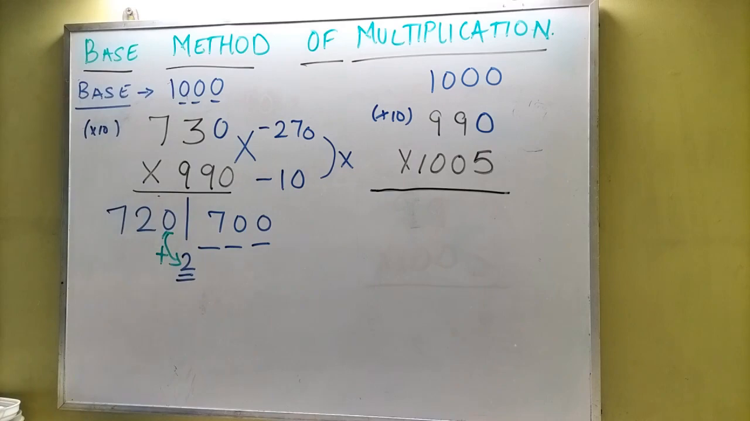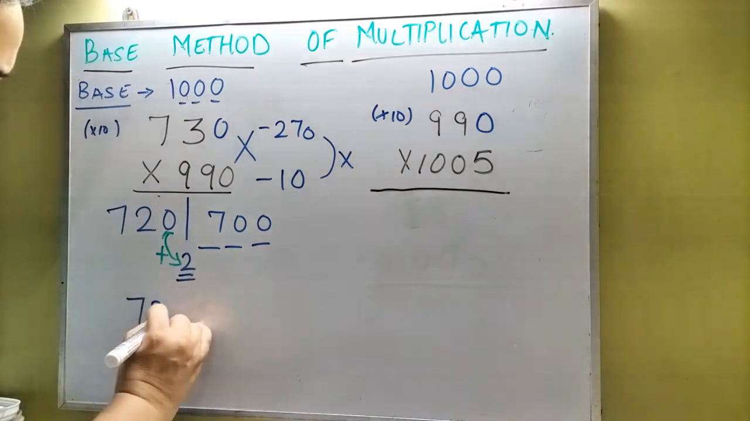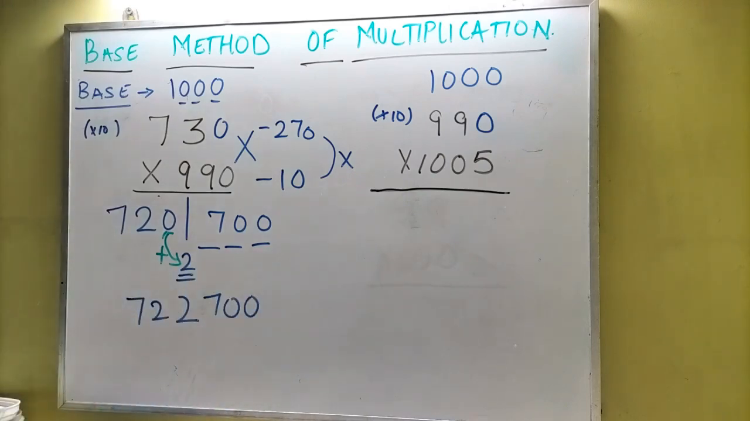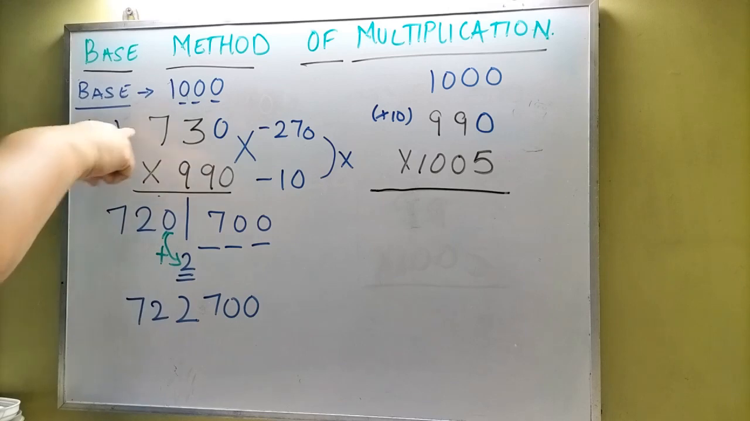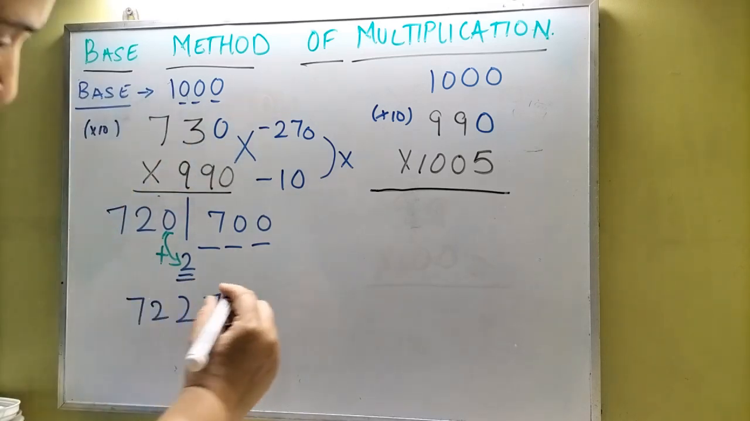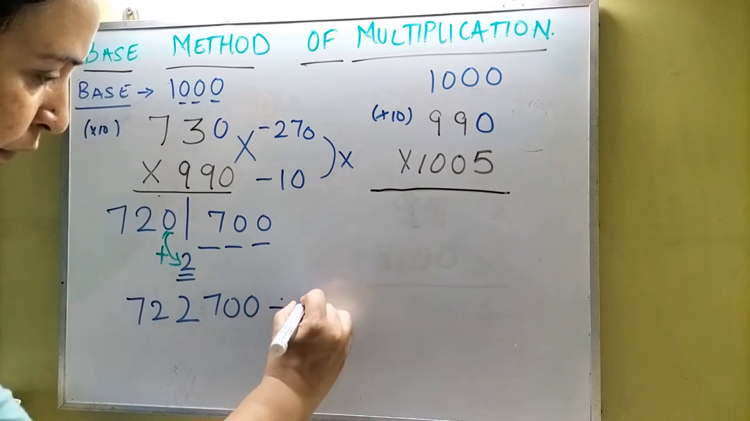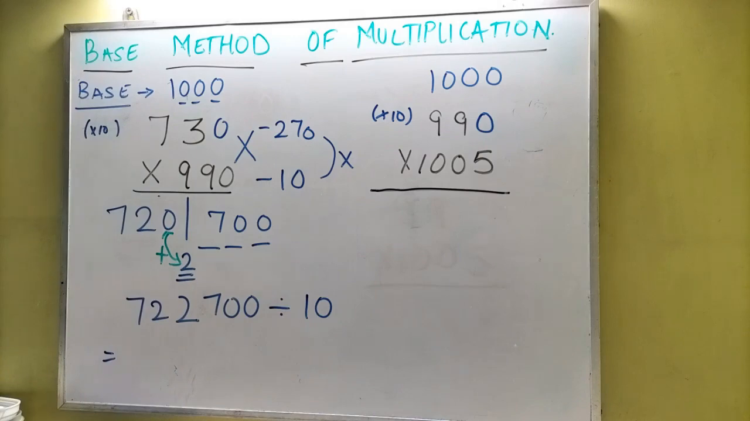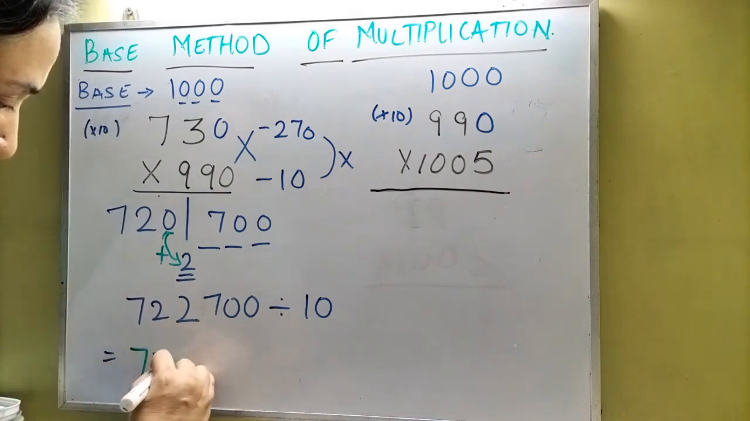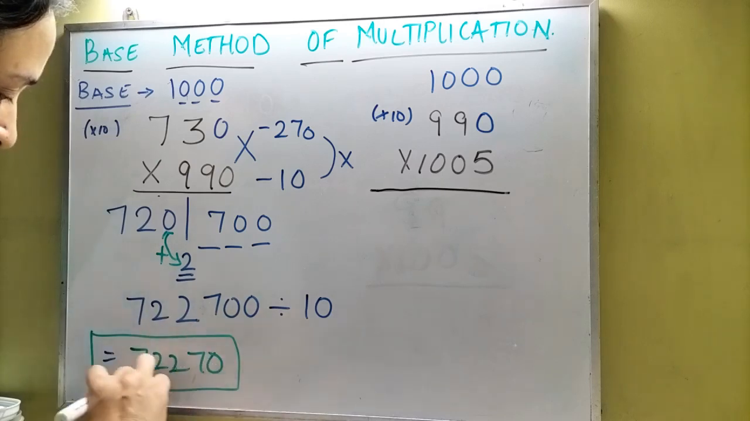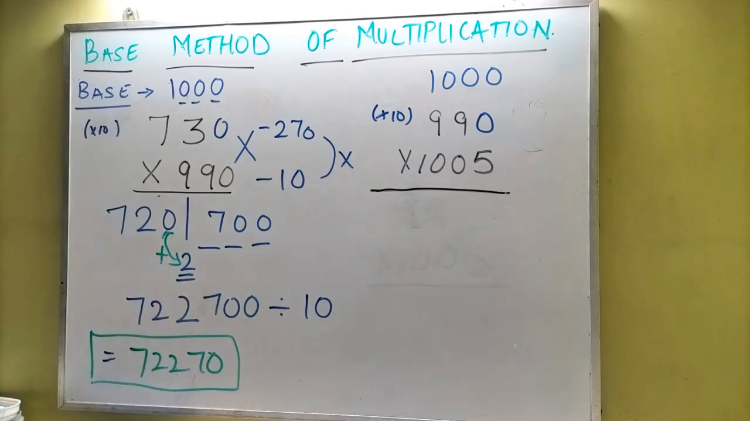Now I have written this 2 separately here, which I add to the next number. So my final answer comes out to be 72700. Now this is not my final answer actually, because in this case I had multiplied my 73 by 10 to get 730. So to get to my final answer, I will divide it by 10, which gives 72270. So this comes out to be my final answer.